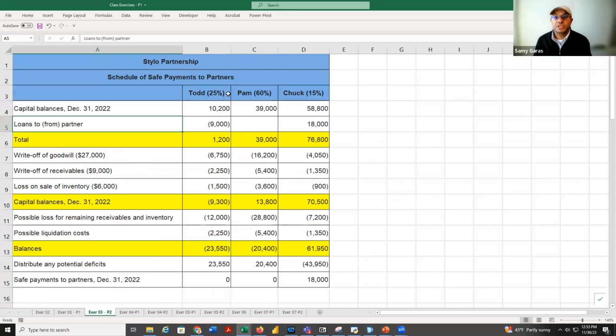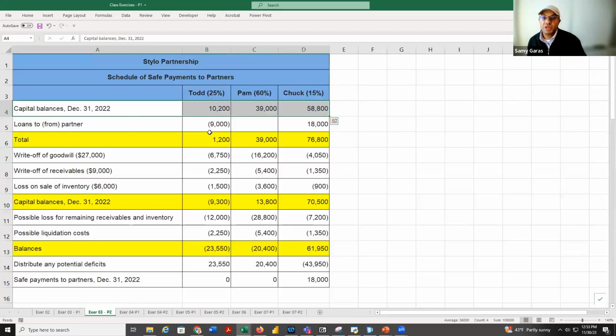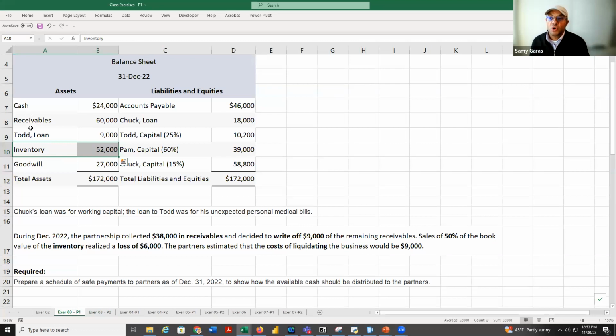We need to prepare here the schedule of safe payment, where we take the balances here from their capital account. So you can see here that the balance is 10,239.58. We keep it here. Then we see 2 loans. One loan to Todd, another loan to Chuck.